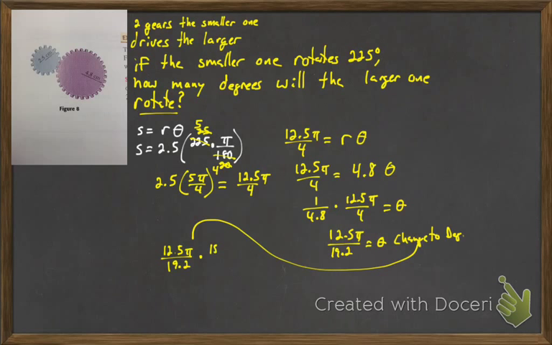12.5 pi over 19.2 times the 180 over pi. Again, typically we don't leave decimals inside of fractions, but for this problem, since we are going to be finding the decimal degrees anyways, that's how we do it. Okay. Main things to remember, the arc lengths are equal.